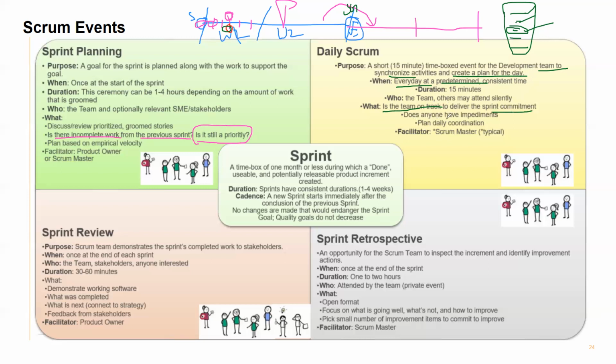Does anyone have any impediments? What is the plan for the day accordingly? So this is facilitated by the Scrum Master. Any questions here?